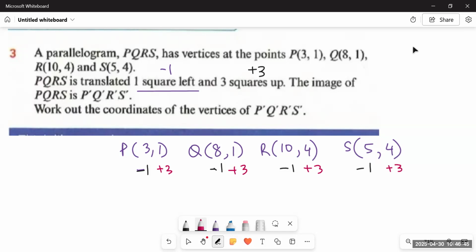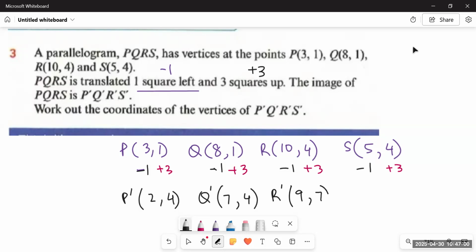So the coordinates of P dash would be 3 minus 1, 2, 1 plus 3, 4. Q dash would be 8 minus 1, 7, 1 plus 3, 4. R dash would be 10 minus 1, 9, 4 plus 3, 7. S dash would be 4 comma 7. And that's all. You see how easy it is.